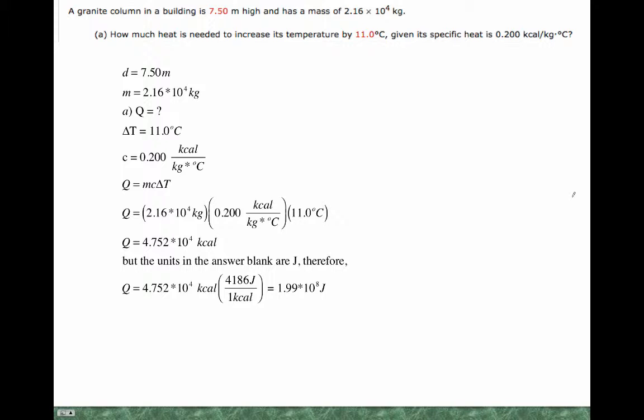the answer that you just got is in kilocalories, and the units in the answer blank are joules. So you got to convert. Always have to watch those units. And then you get the right answer, 1.99 times 10 to the 8th joules for those particular numbers. Of course, every student has different numbers. So that's part A. It wasn't too bad. Just required you to go back in time to Chapter 13 and then to reconsider units.